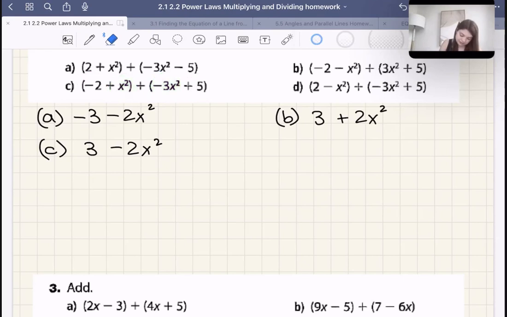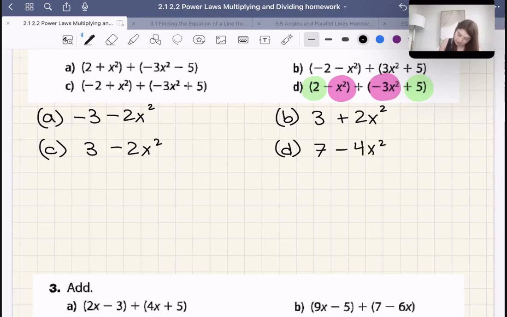And similarly, D also follows this pattern. We have 2 and 5 as like terms, and we also have negative x squared and negative 3x squared as like terms. So what is 2 plus 5? Well, that's 7. And what is negative x squared plus negative 3x squared? That would be minus 4x squared. And there we go.